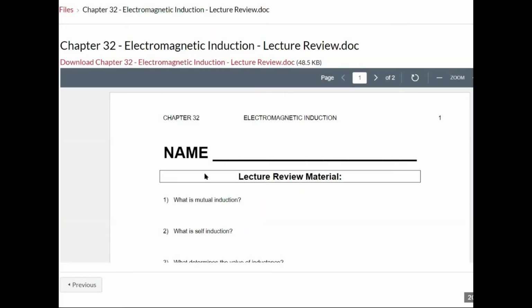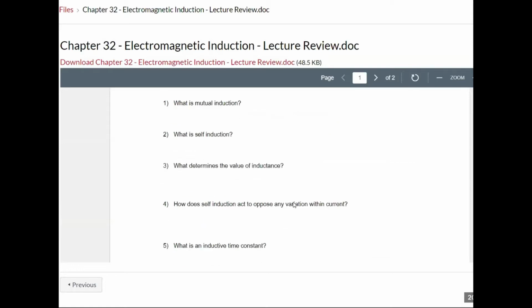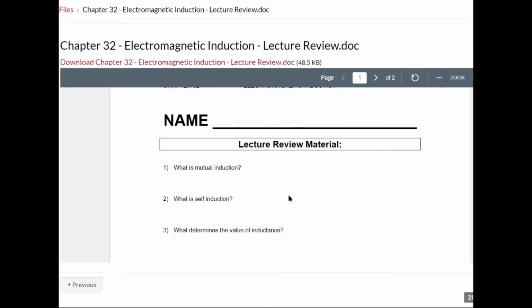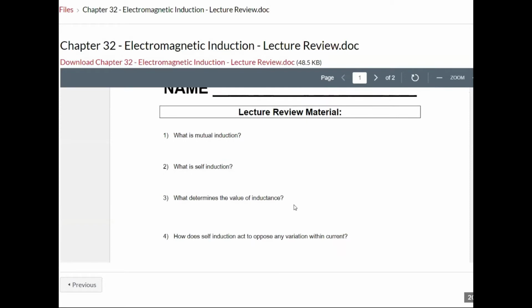I don't like this. I don't have this. Okay, guys, I can't find this document. So let's use it as a... so what's mutual induction?